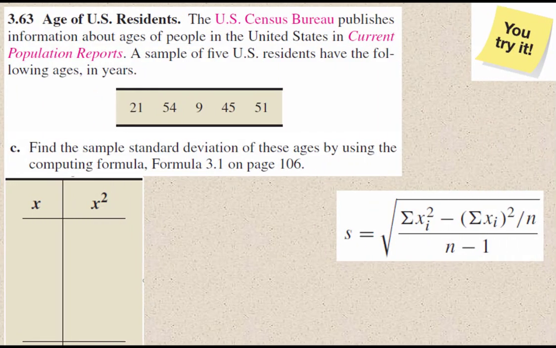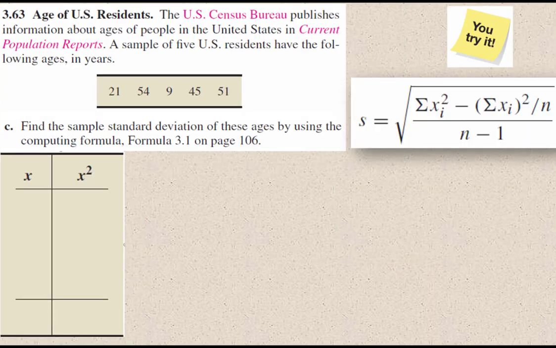Using the newly learned computational formula, we need to find the sample standard deviation for this data. First, let's just list the scores in increasing order: 9, 21, 45, 51, and 54. Now, the first sum will be the sum of the scores. That's the sigma xi.